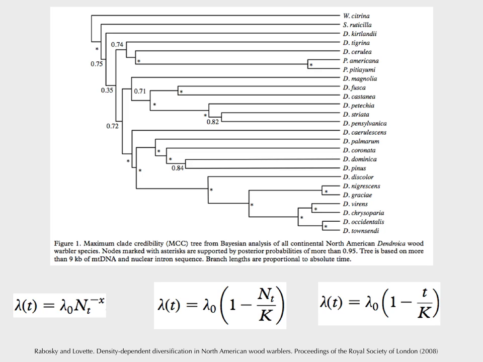Okay, so there are other models too that can fit. So here are models where the diversification rate is a function of just number of species. What's the classic model? It's exponential growth, right? There's another model where it just depends on, and so we can have these sorts of models where the distribution itself can change.